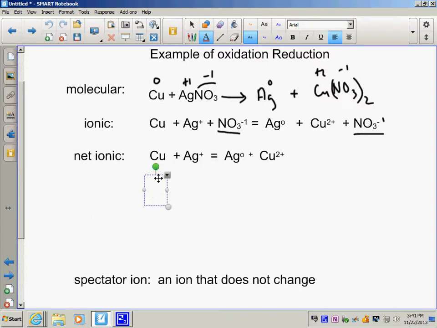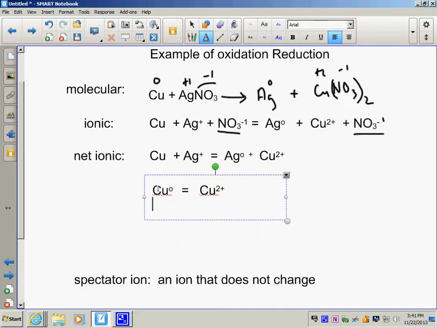So in this case, the copper is going from Cu with no charge to copper, which is Cu2+.